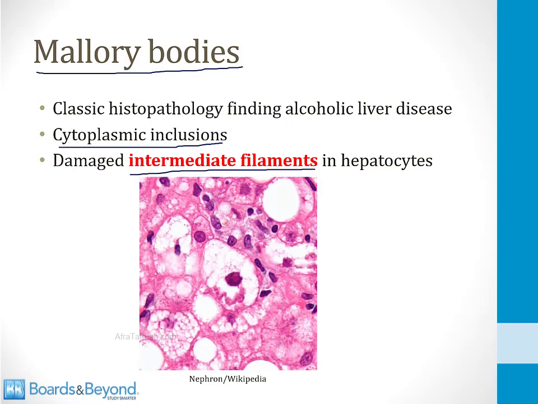Recall that the cytoskeleton of cells has a number of elements, including the microtubules, but also thin filaments and intermediate filaments. And it is the intermediate filaments that are damaged in alcoholic liver disease that lead to the formation of Mallory bodies. If you look at this slide on the screen here, you can see this pink twisty structure that looks like rope inside the cytoplasm of a hepatocyte. That is a Mallory body, the classic finding in alcoholic liver disease.